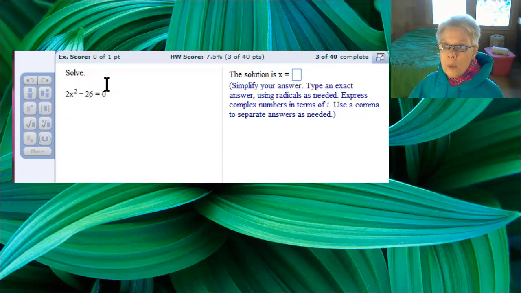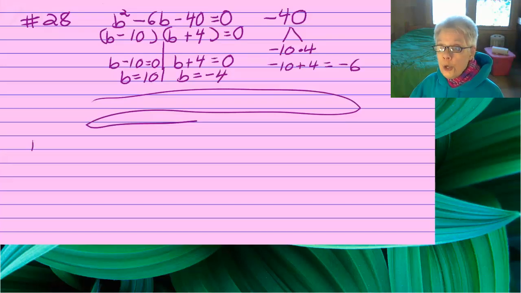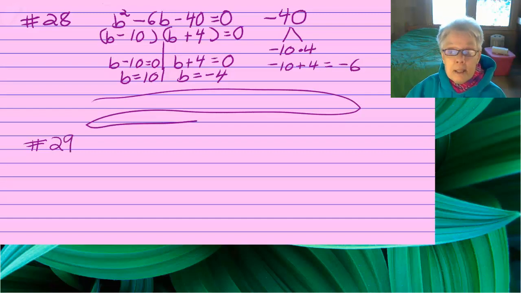Okay, 2x squared minus 26 equals 0. This is quadratic because the highest power is 2, but it lacks a middle term. When this happens, we use the square root method. Remember the square root method? Well, we're going to do it now.